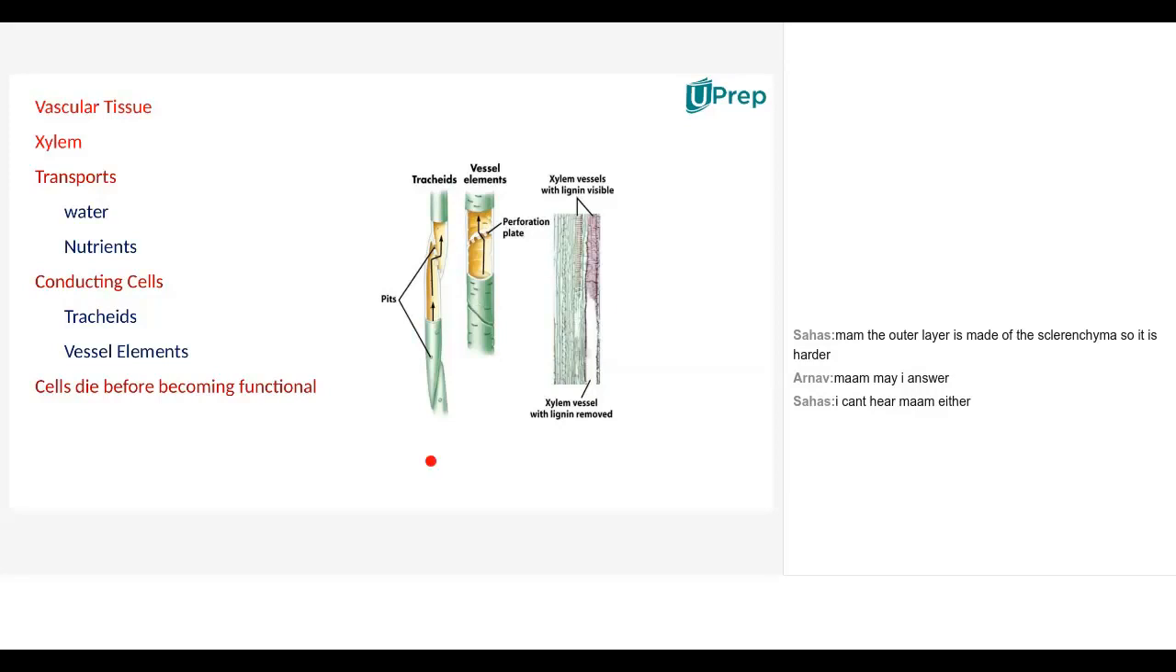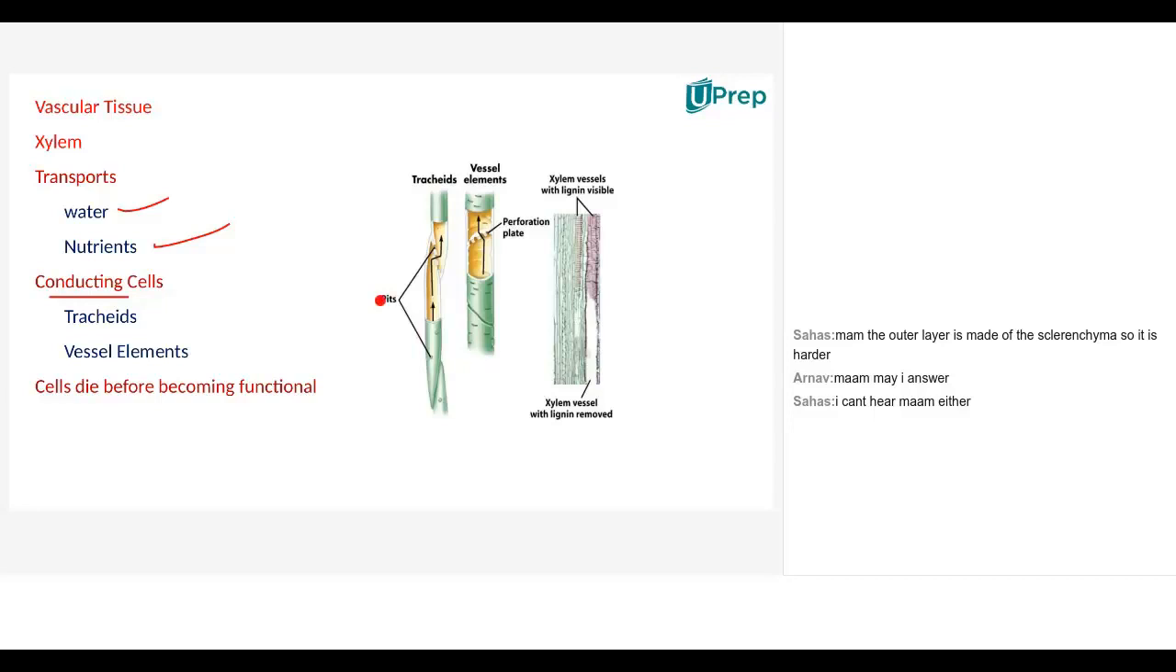They help in transport of water and nutrients from the bottom of the plant to the tip of the plant in one direction. See, the arrow mark indicates the transport of water and nutrients. That's why tracheids and vessels are called conducting cells. Conducting of what? Conducting of the water and the nutrients. So tracheids and vessels are the ones which conduct water and nutrients.